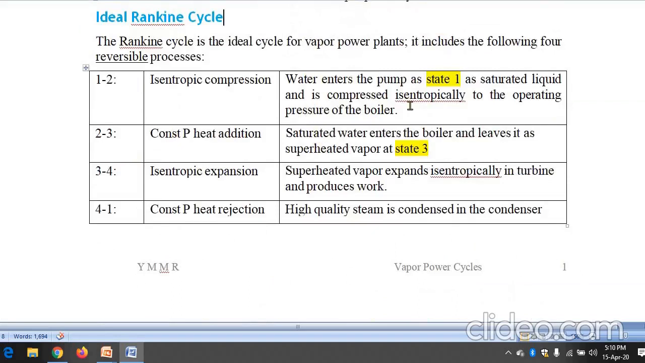Water enters the pump at state 1 as saturated liquid and is compressed to the operating pressure of the boiler isentropically. Isentropic process is also called a reversible adiabatic process.